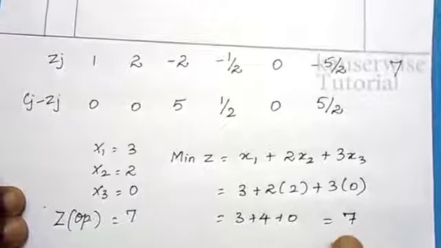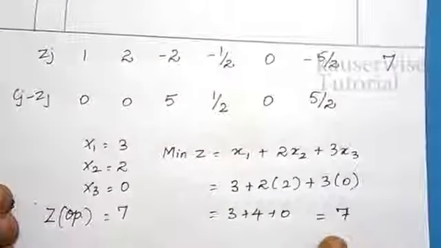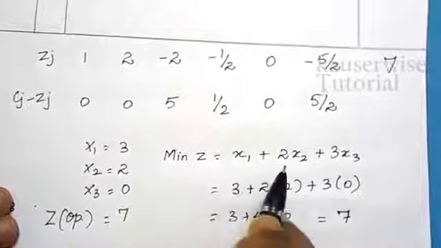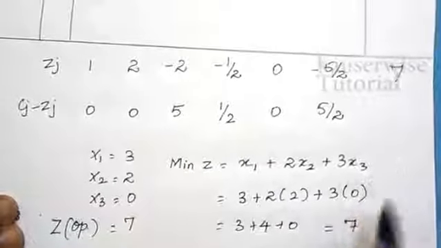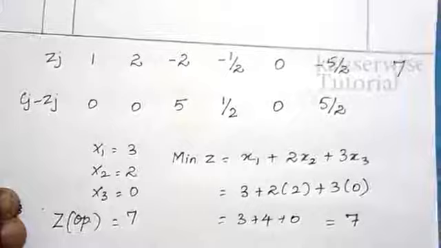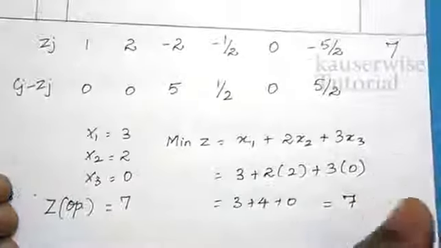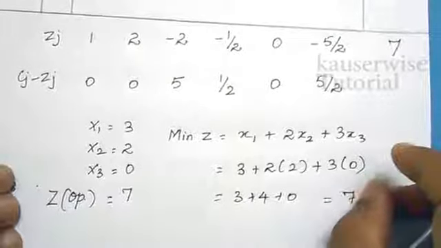So we have got the optimal value, that is the minimization Z is equal to x1 plus 2x2 plus 3x3 is equal to 7. This is the optimal and feasible solution. This is the way to solve LPP using dual simplex method.